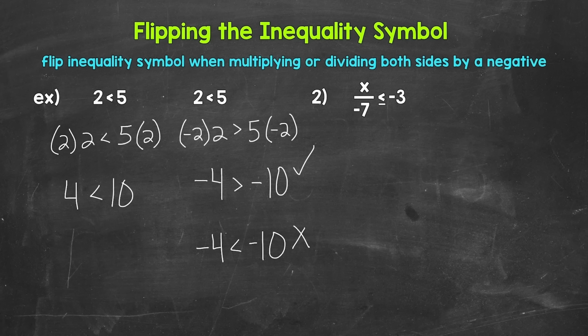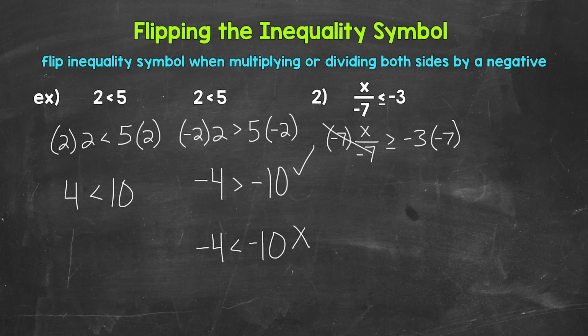Now let's apply this to number 2 that we already solved. We have x divided by negative 7 is less than or equal to negative 3. So we need to multiply both sides by negative 7. So let's rewrite this, and we are multiplying both sides by negative 7. And since we are multiplying both sides by a negative, the inequality symbol needs to flip. So that inequality symbol needs to change direction as soon as we multiply both sides by a negative in order for this to be true.